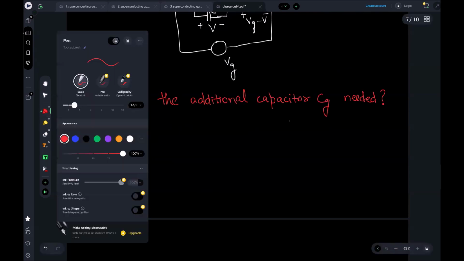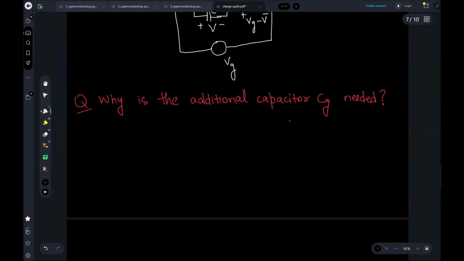Now, to answer this question, I want you to consider a capacitor which carries a charge Q naught, and we will call this charge the offset charge. And this charge is actually caused by impurities during fabrication. So we are fabricating a charge qubit, and it is actually a circuit. So during fabrication, there can be an offset charge on the capacitor.